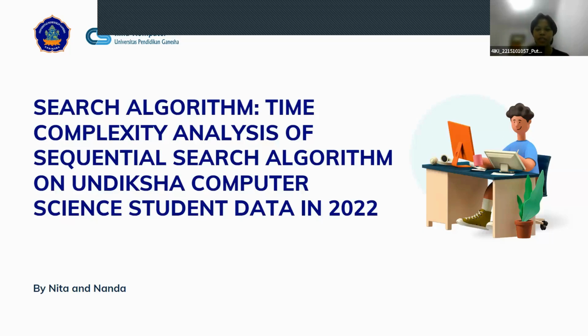We are from Nita and Ananda. We are here to explain about search algorithm, time complexity analysis of sequential search algorithm on Undiksa Computer Science student data in 2022.